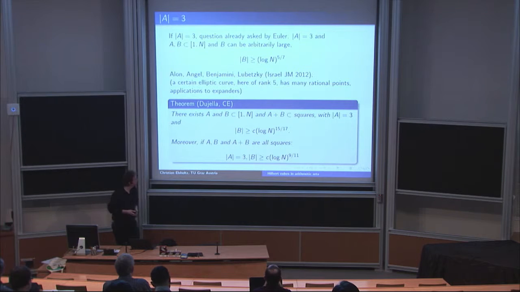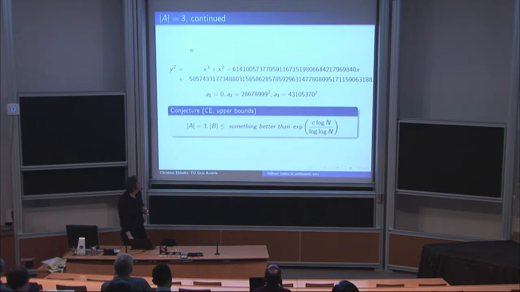And also, we can get an extra condition on A and B. So A and B can additionally be prime, and the sum set A plus B is prime, and we still get a better exponent. But we do not know if there would be perhaps a very different construction breaking this log n.